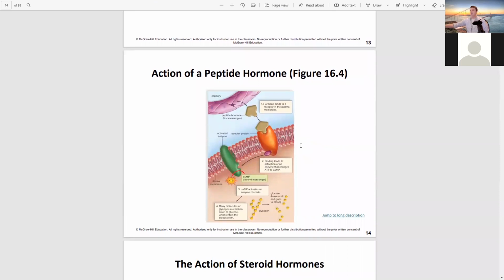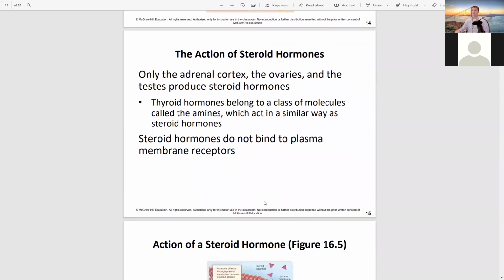So, action of a peptide hormone. Hormone binds to a receptor in the plasma membrane, and binding leads to the activation of an enzyme that changes ATP to cyclic AMP. And cyclic AMP activates an enzyme cascade, and many molecules of glycogen are broken down to glucose, which enters the bloodstream.